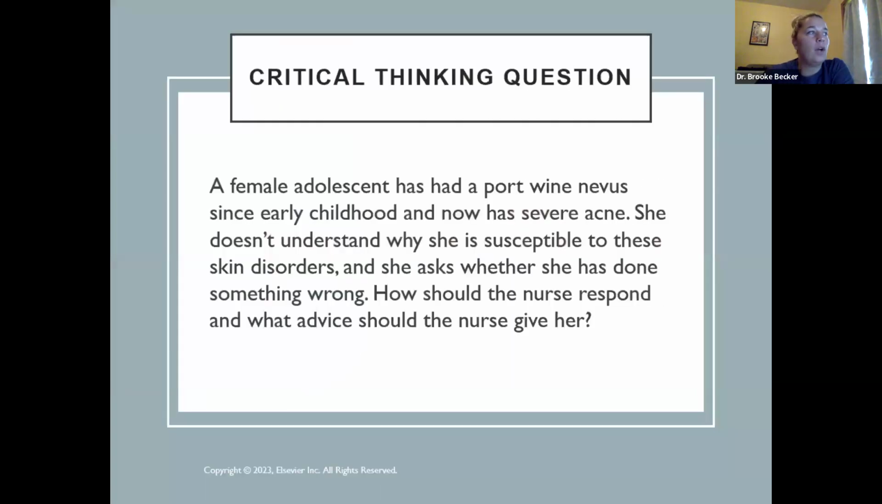Okay, a female adolescent has a port wine nevus since early childhood. She now has severe acne. She doesn't understand why she is susceptible to these skin disorders. She asks whether she's done something wrong. So how should the nurse respond, and what advice should the nurse give her?